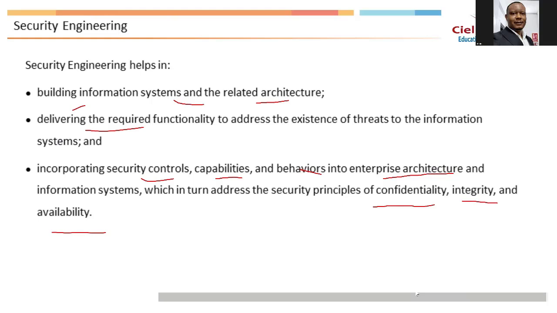Confidentiality, ensuring that sensitive information is accessible only to authorized users. Integrity, making sure that information remains accurate and unaltered by unauthorized individuals. Then availability, where we talked about ensuring that information and resources are available to authorized users when needed. So these are some of the key things that proper security engineering actually helps us to accomplish.